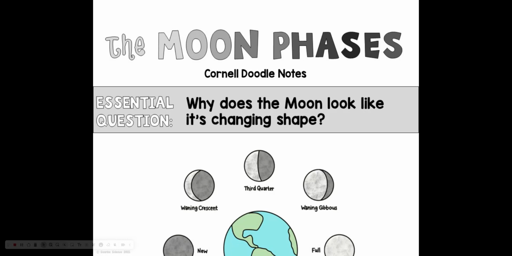Okay, so we have the moon phases doodle notes. The essential question that we're going to be answering with these notes is, why does the moon look like it's changing shape? If you take a look, there's the Earth, and there's the moon orbiting the Earth. You see the new moon, a waning crescent, third quarter, waning gibbous, and a full moon. And we're going to be learning why we have the different phases.